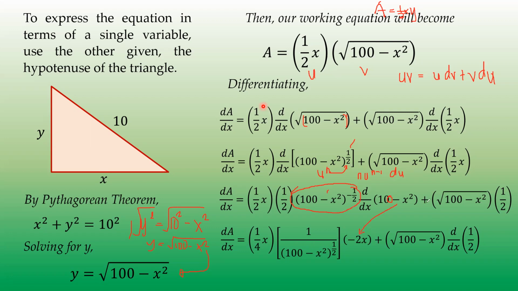Plus, square root of 100 minus x squared, derivative ng 1 half x ay 1 half. Kung ano ang coefficient ng x, yun ang kanyang derivative na. Para kung meron 2x, ang derivative ng 2x ay 2. Ito, naging fraction lang, 1 half x lang. Derivative ng 1 half x ay 1 half, yung kanyang coefficient. Okay.